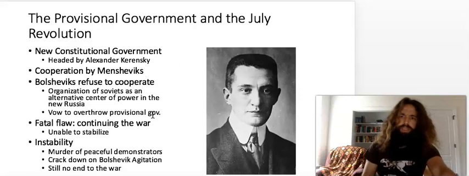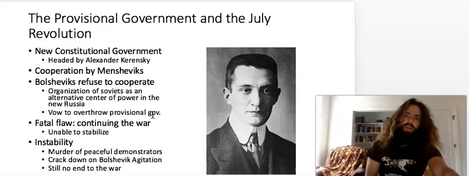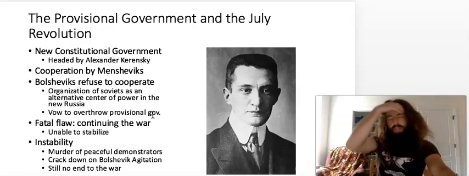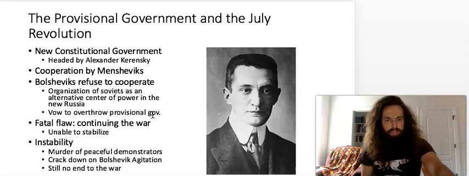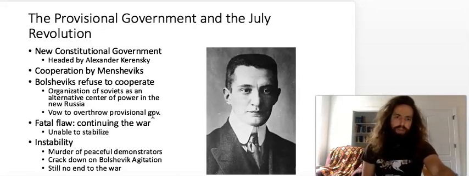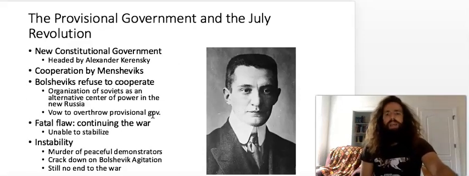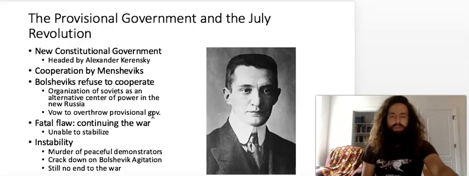Throughout the summer, things continue to get worse. There is an uprising known as the July Revolution that they're able to put down, but the government is becoming increasingly unpopular. They have to shoot demonstrators, they have to seek out and arrest Bolshevik agitators, and the end of the war is nowhere in sight. So the provisional government is facing a really bleak situation here.